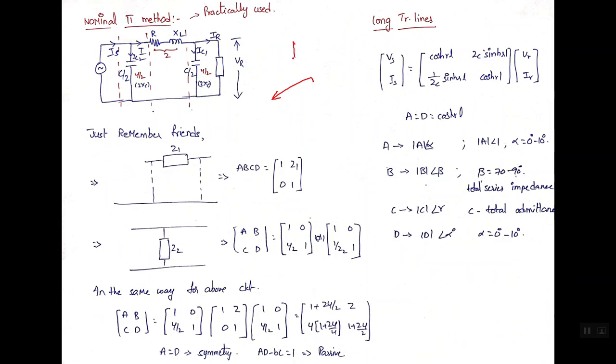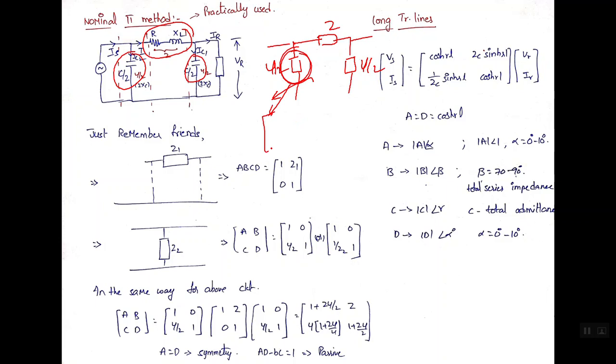Okay. Here, nominal pi method. In this nominal pi method, we have to take it in the shape of pi. Here they are taking C by 2 and C by 2, so we are taking Y by 2 and Y by 2. Here they are taking Z. So for this one we have to write the ABCD parameters: [1 0; Y by 2 1], and for this one [1 Z; 0 1], and for this one [1 0; Y by 2 1].